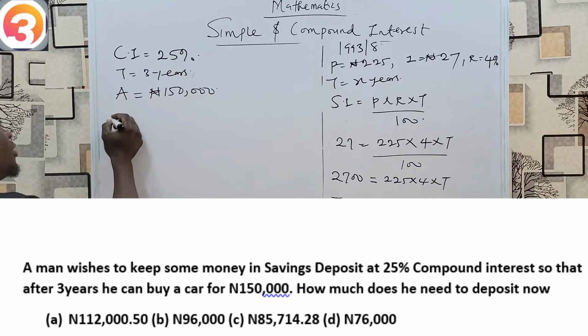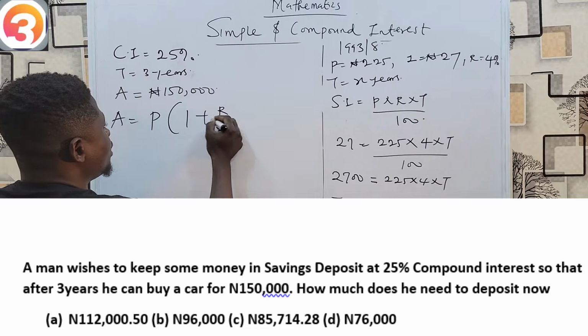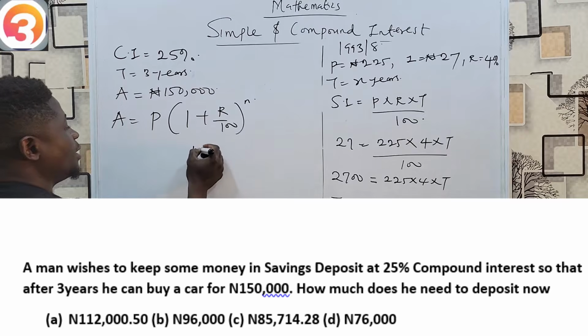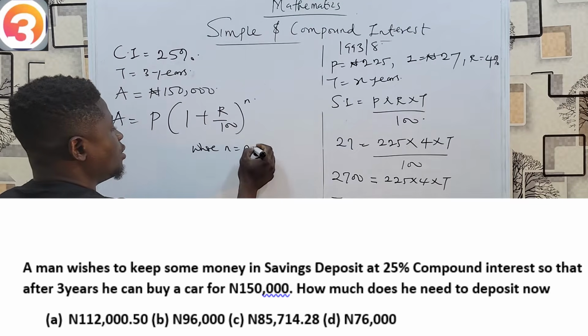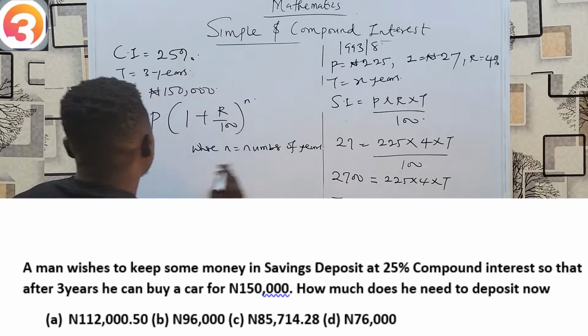We remember our amount formula. The amount is equal to principal into bracket 1 plus rate over 100, all raised to the power n. Right? Remember where n is the number of years.